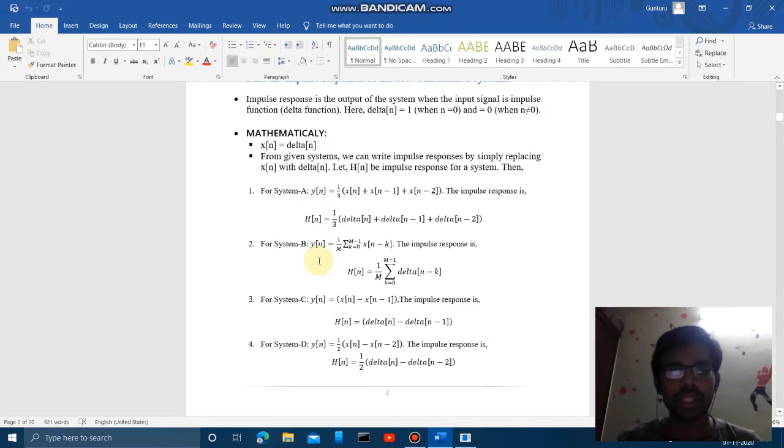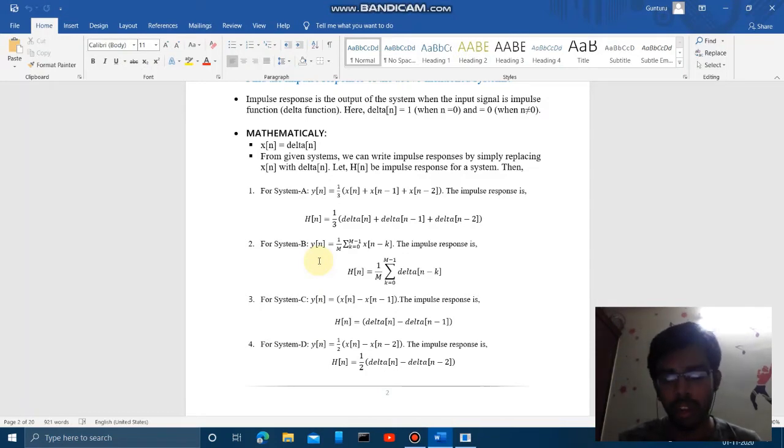The next system is y of n equals 1 by M summation k equals 0 to M minus 1 of x of n minus k. Then the impulse response is h of n equals 1 by M, the summation of k equals 0 to M minus 1 of delta of n minus k. That is, h of n equals 1 by M, where n ranges from 0 to M minus 1.